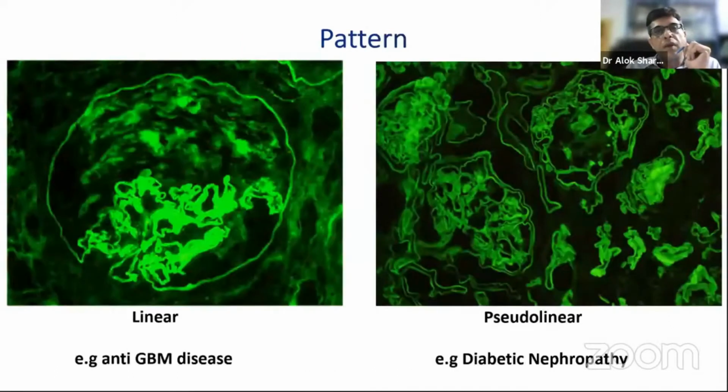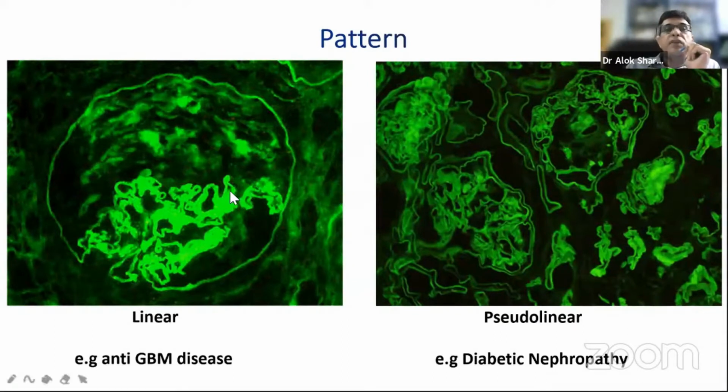Some more patterns. In this picture, you can easily see a very linear kind of pattern, and the giveaway is the crescent here. So pay attention: even in an IF, you should make an attempt to look for crescents, whether they are there or not. It will help you in your light microscopic examination. This is a typical picture of an anti-GBM disease. The picture on the right is a typical picture of diabetes. Diabetes gives a very smudgy kind of pseudo-linear staining around the tubular and the glomerular basement membranes.